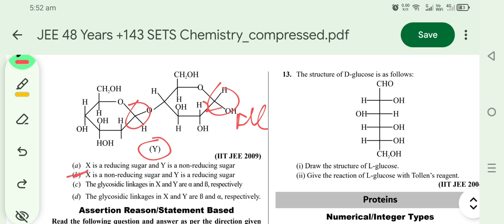Due to the free OH group at the second carbon, it is a reducing sugar, and there is no free OH group in the other. The glycosidic linkage at X and Y are alpha and beta respectively. It is a beta form because the OH group is present on the top side. It is an alpha form because the OH group is present in the downward direction. So B and C are correct.